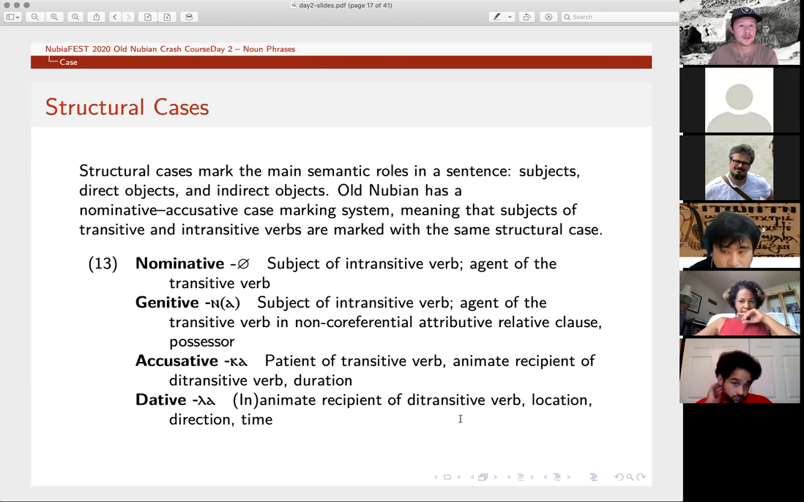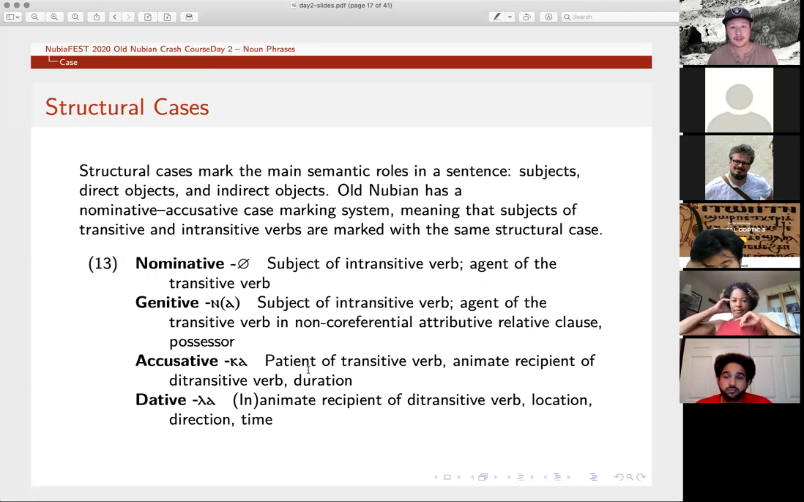So Old Nubian is a nominative accusative language, which means that it marks the subject of your intransitive verb with the same case as the agent of your transitive verb. And as a nominative accusative language, it is very similar, for example, to Arabic or to Indo-European languages, but unlike, for example, an ergative language like Georgian.